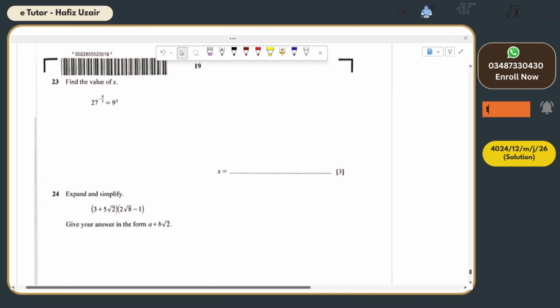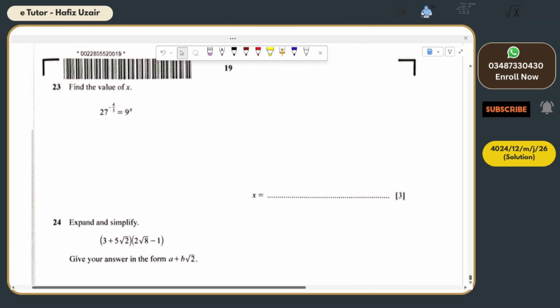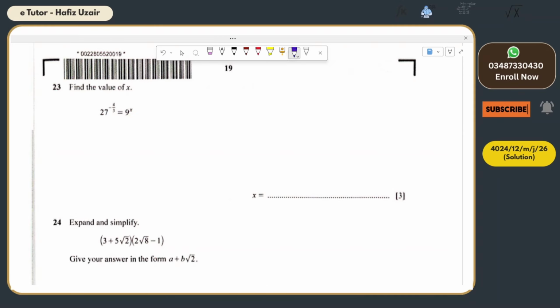Now this is question number 23, and we have 27 power minus 4 over 3, and we have 9 over here. You can check that both of these numbers are factors of 3, they come in the table of 3. So you can write 3 power 3 in the place of 27, with minus 4 over 3, and you can write 3 power 2 in the place of 9, and you have x over here.